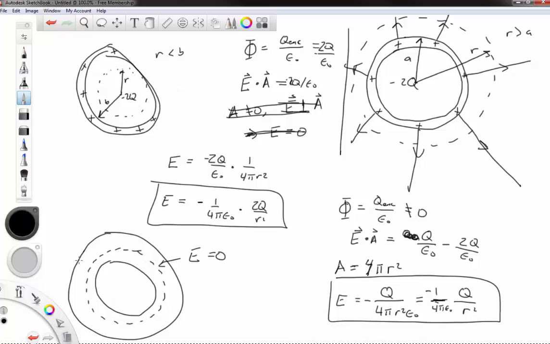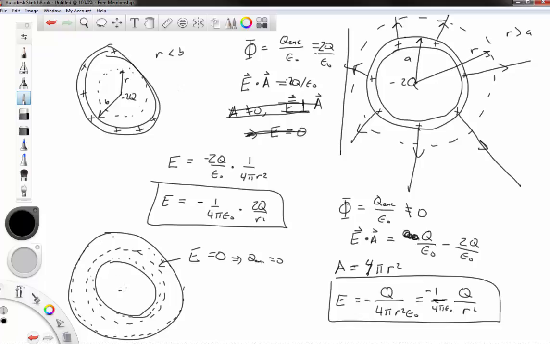Because again, this surface could be arbitrarily large. It could be extended out to here, for example, almost touching the surface. It could have been shrunk down to here, again almost touching this surface. And in all those cases, E is 0. And so therefore, the total charge enclosed has to be 0. So Q enclosed equals 0.